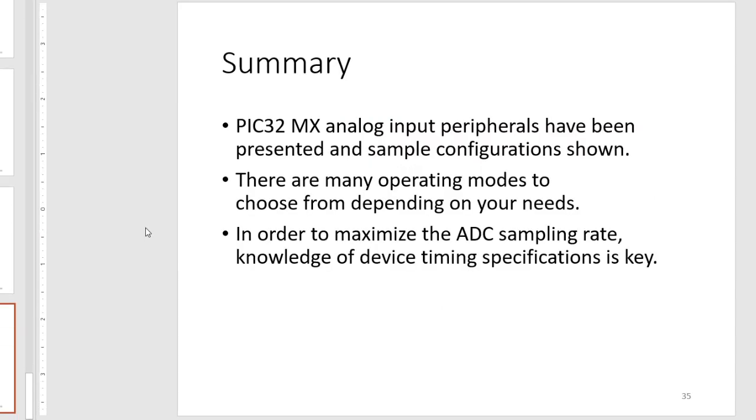So in summary, I've just shown you the PIC32MX analog input peripherals and how you can configure them. Especially for the ADC, it has many operating modes, so we just tackled the auto-sampling mode. For the other modes, depending on your application, you may need to read up on them. Then lastly, if you want to maximize your ADC and sample at the fastest possible rate, you need to know your device timing specifications.